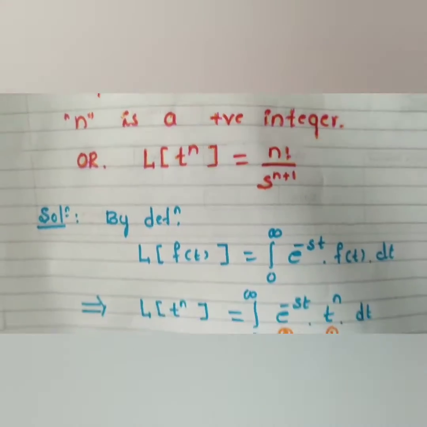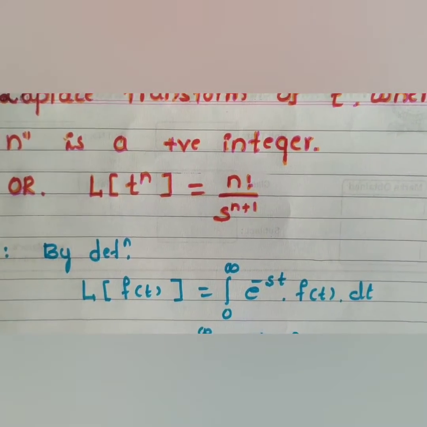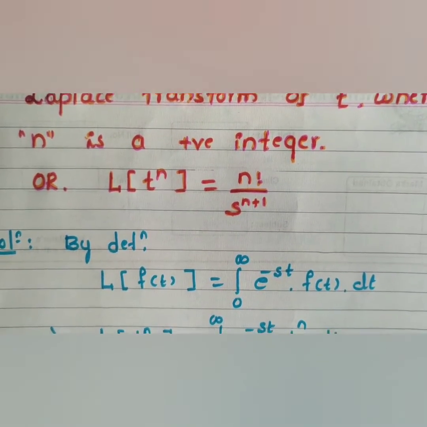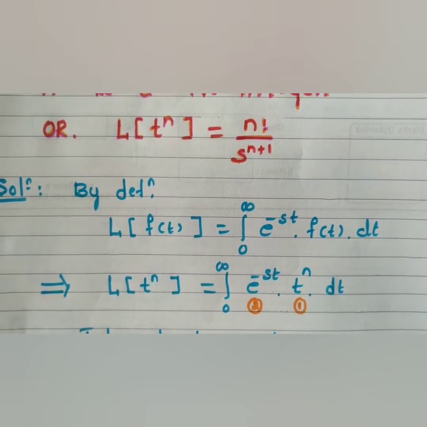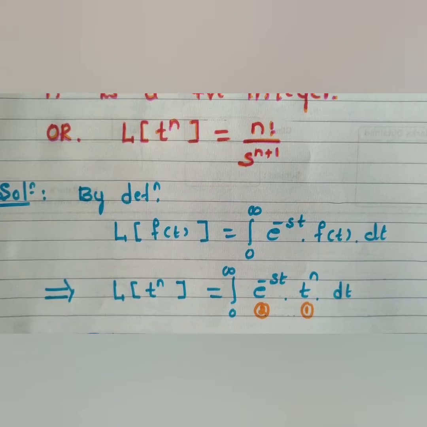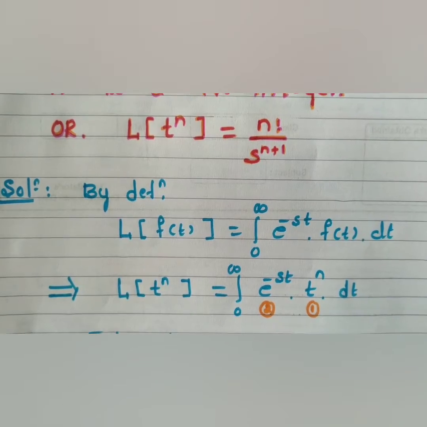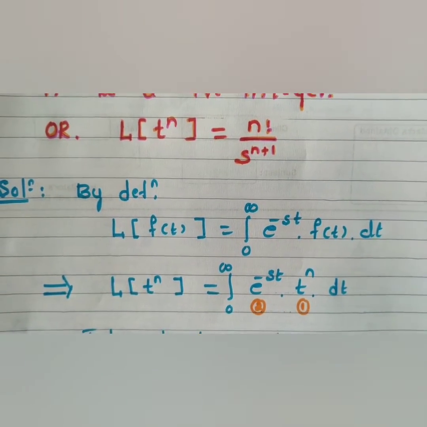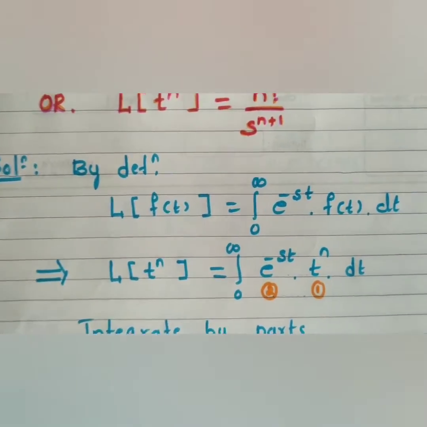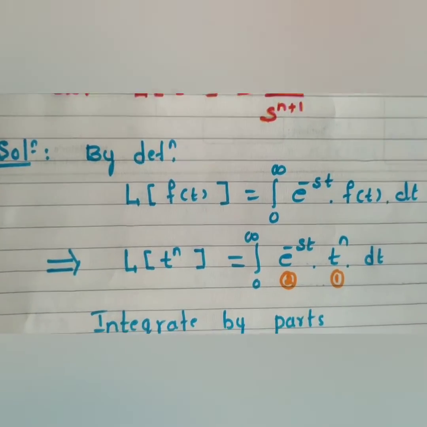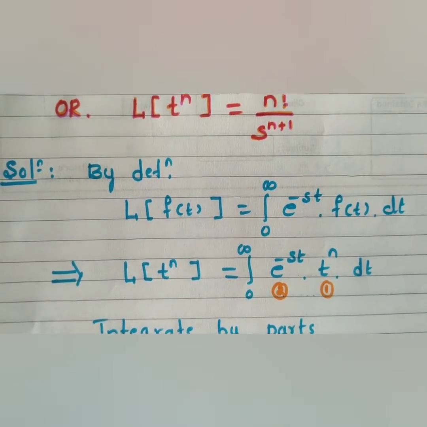For the proof, we need to recall the definition of L of f of t. By definition, L of f of t is the integration from 0 to infinity of e raised to minus st into f of t. Instead of f of t, we put t raised to n, and we get L of t raised to n as the integration from 0 to infinity of e raised to minus st into t raised to n dt.